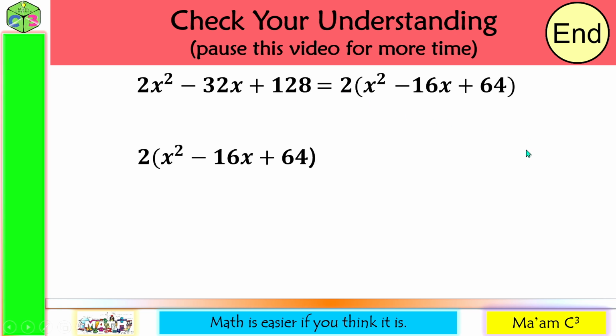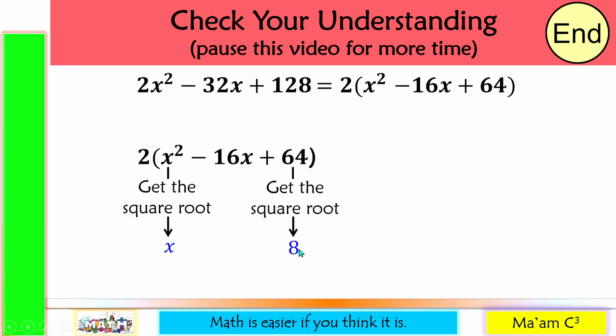Let us continue. So let us get the square root of x squared, and that would be x. The square root of 64, that would be 8. Let's multiply these two and then multiply by 2. X times 8 times 2 is 16x, and this is equal to the middle term. Therefore, the remaining factor is a PST.